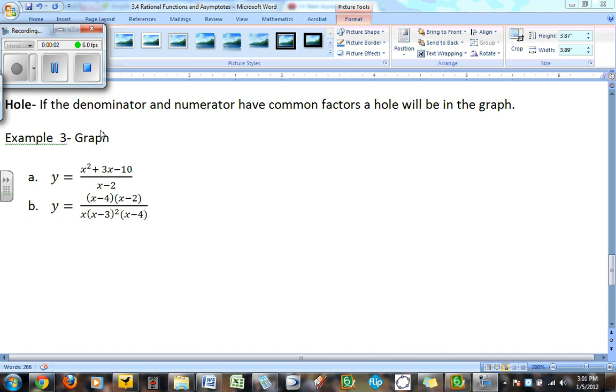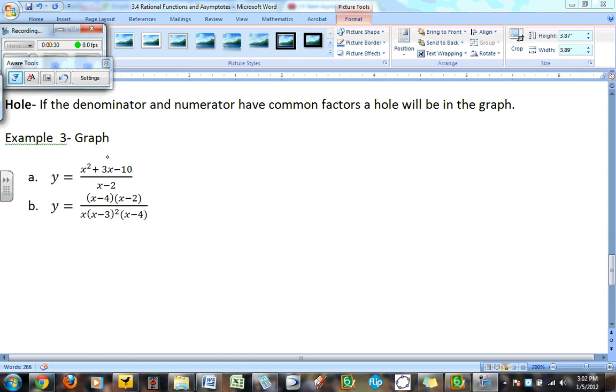And the last type of thing we're going to talk about today is asymptotes and holes in rational functions. A hole is when the denominator and numerator have common factors, so a hole will be in the graph. Now, it doesn't look too apparent here, so the first thing we do is check if anything cancels out. Actually, we notice that this degree is one higher than the other, but I'll show you something first. We better check to see if something cancels out first.